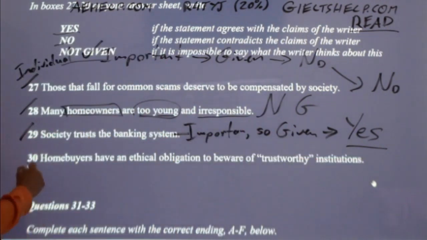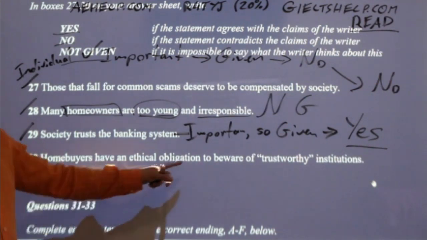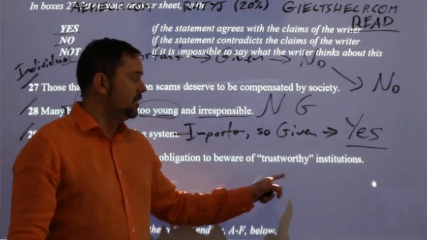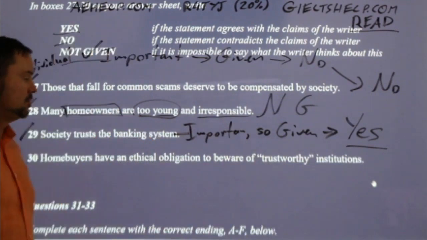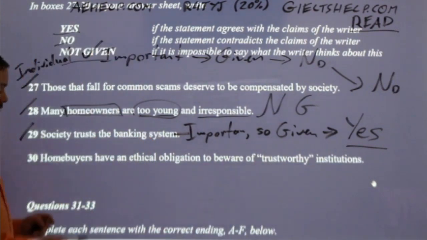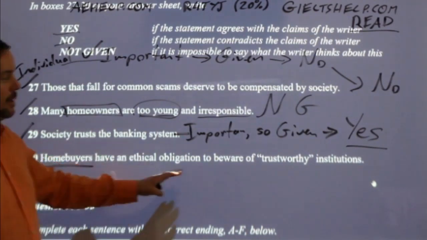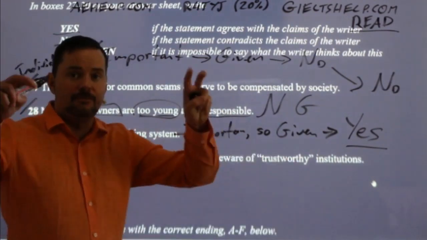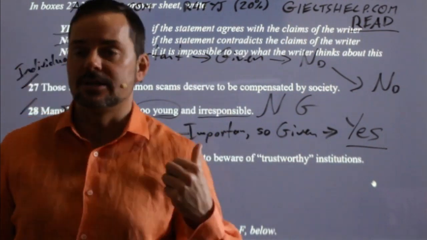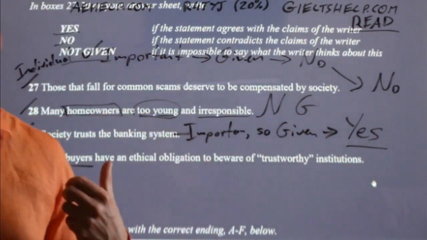Number 30, home buyers have an ethical obligation to beware of trustworthy institutions. Is it important to know whether or not home buyers should be careful about trustworthy banks? Is that important, this last one, for an economic crisis?